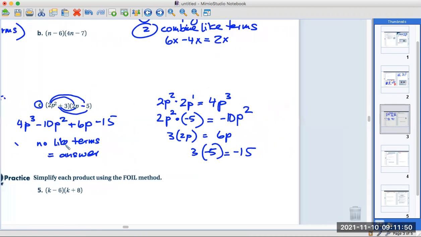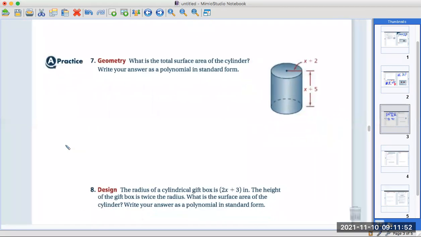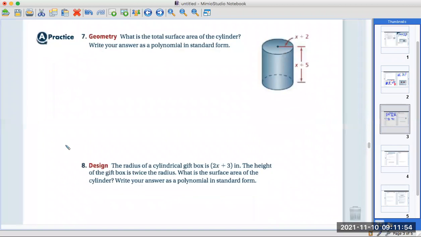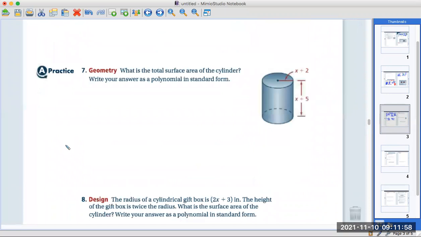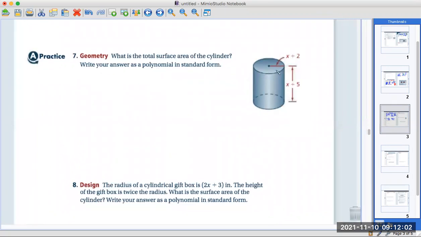So next page is the one with the cylinder. I want to do this question, geometry. We're on page 657. Geometry, what is the total surface area of the cylinder? Write your answer as a polynomial in standard form. So what that means is you're not going to get an answer like 500 square feet or a number answer. It's going to be a polynomial in descending order, okay?